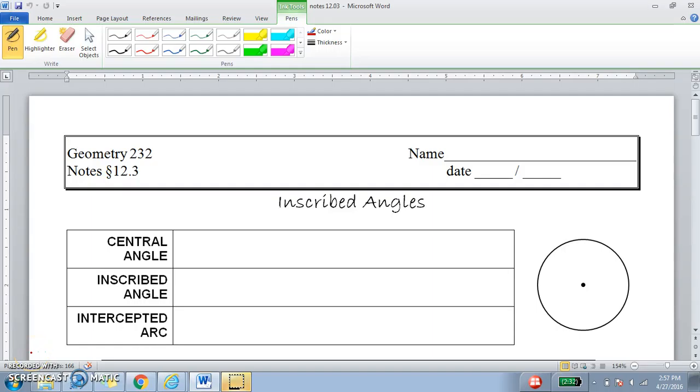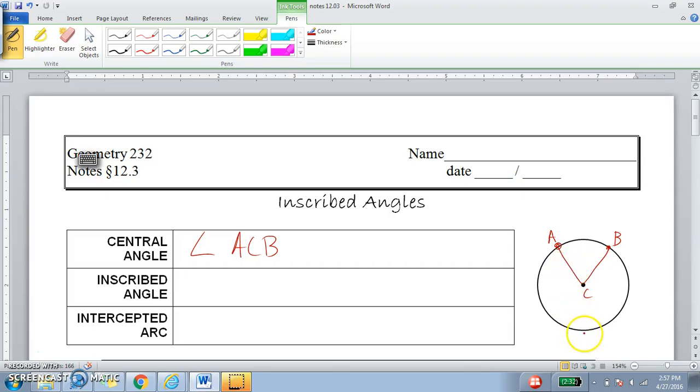This is Geometry, section 12.3, Inscribed Angles. So we've already talked about central angles. For example, if I draw in these two radii right here, I call this point A, this point B, the center point C, angle ACB would be considered a central angle. It's just an angle that goes to the center.